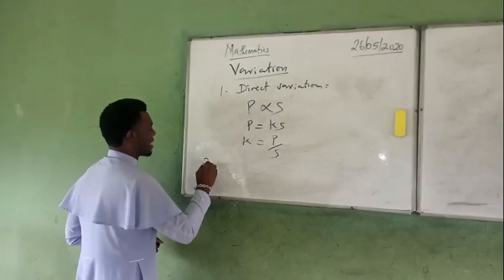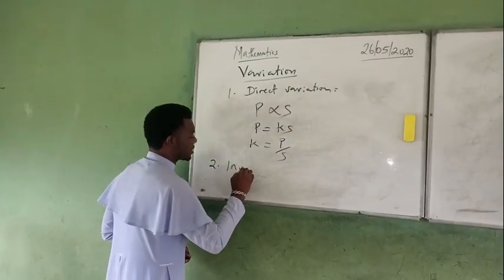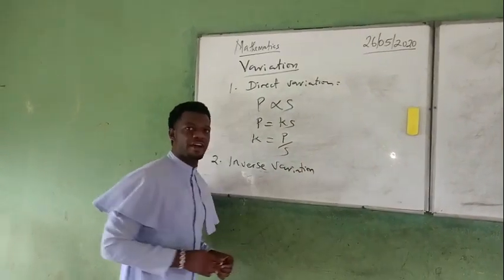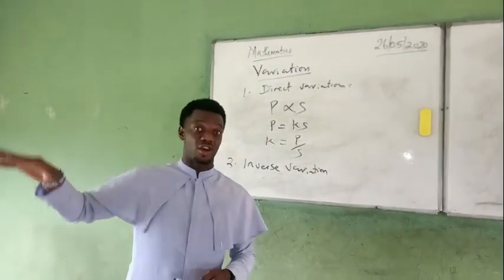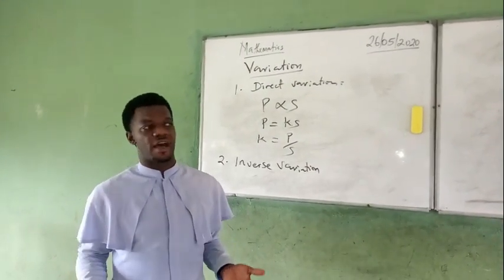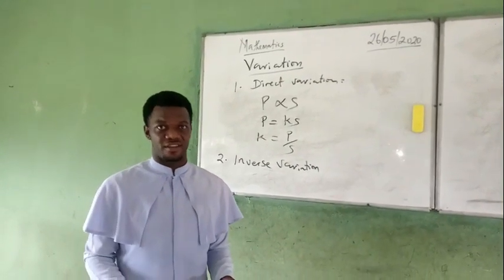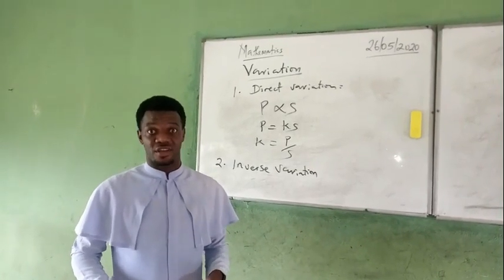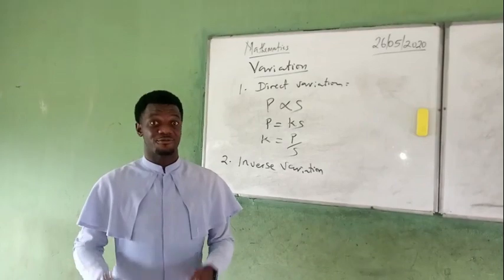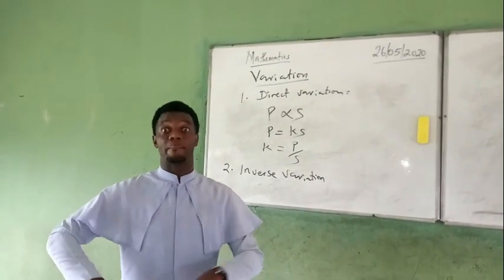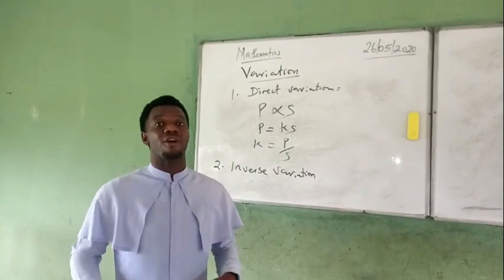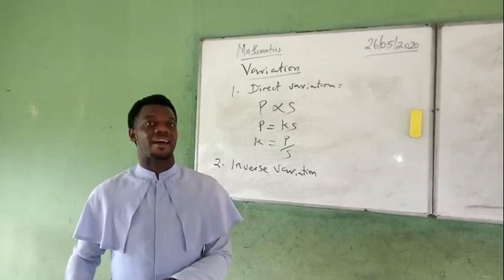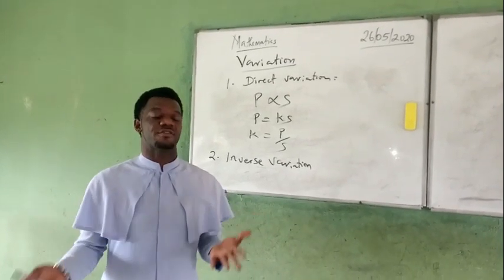Then the second part of variation is inverse variation. In this type of variation, one quantity increases, the other decreases. Let's take for instance, if we are told to sweep this class, it may take 1 person 10 minutes to sweep this class. If you increase the number of persons to sweep this class, you discover that the time it will take them will be lesser. So that is an example of inverse variation.